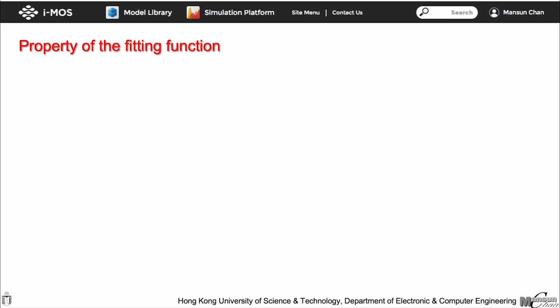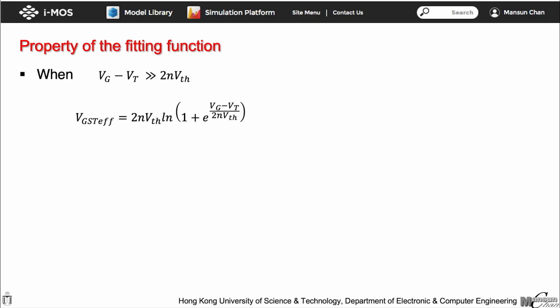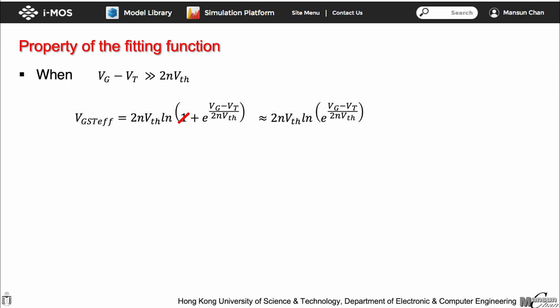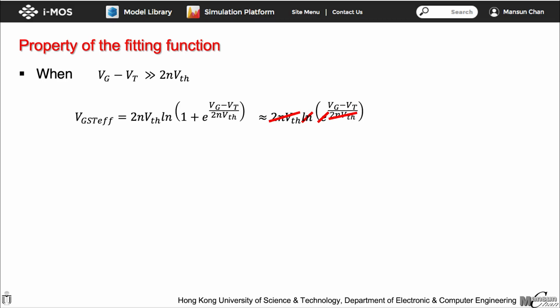Let's examine how the smoothing function operates. When the difference between Vg and Vt becomes very large, specifically much larger than 2NV thermal, the exponential term also increases significantly. In this case, we can ignore the 1 in the parentheses. Once we remove the 1, the natural logarithm and the exponential functions cancel each other out. It also leads to the cancellation of the 2NV thermal terms. In such a case, VGST effective just becomes Vg minus Vt.